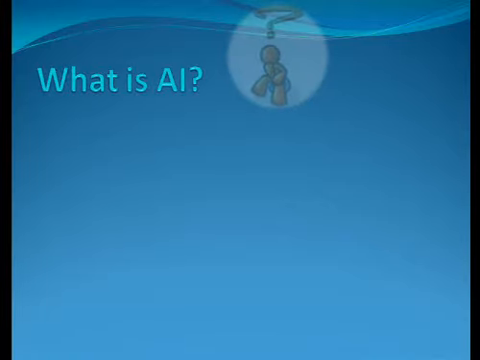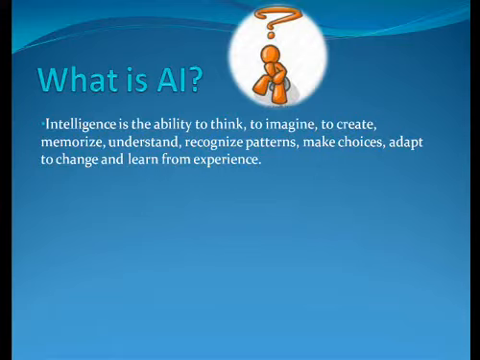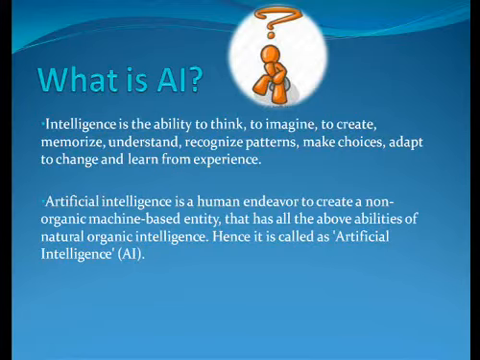Then, what is artificial intelligence? Intelligence is the ability to think, to imagine, to create, memorize, understand, recognize patterns, make choices, adapt to change, and learn from experience. Artificial intelligence is a human endeavor to create a non-organic machine-based entity that has all the above abilities of natural organic intelligence. Hence, it is called artificial intelligence.